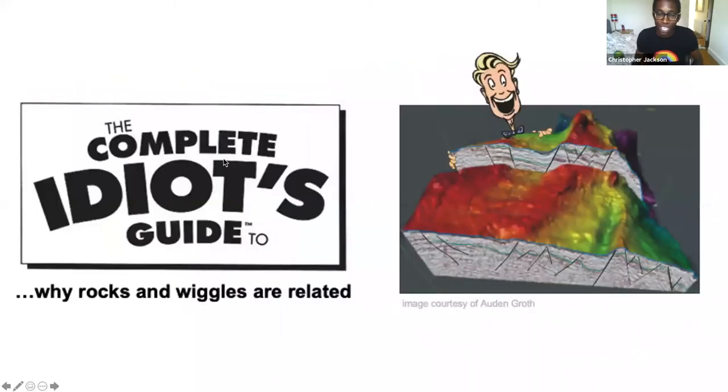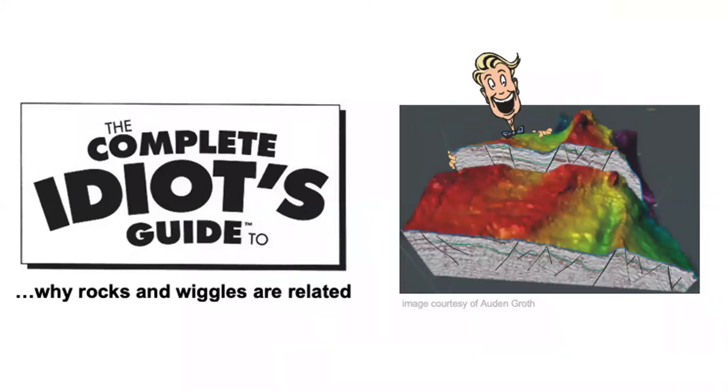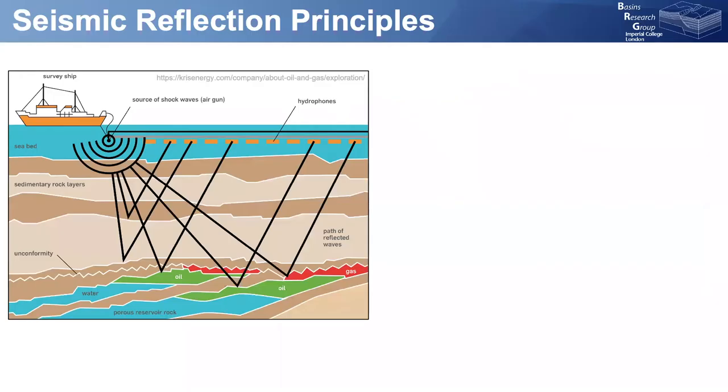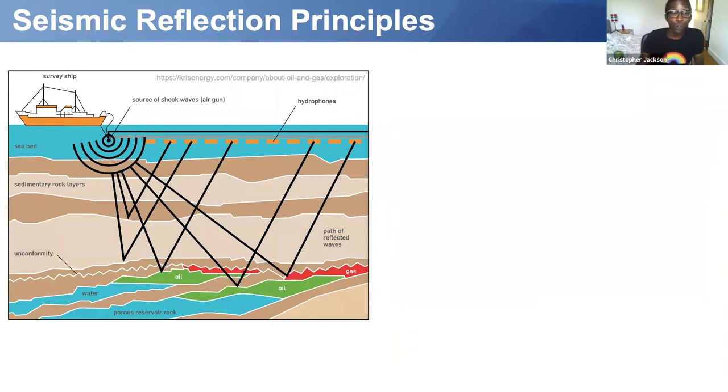So to get us all on the same page, I've put together what I call the Idiot's Guide to Reflection Seismology. So this is why rocks and wiggles are related. So, you know, you think of what a rock looks like, you probably think, well, how do we use these geophysical techniques to image them? Well, what it is very simply, we have an acoustic source behind a boat.